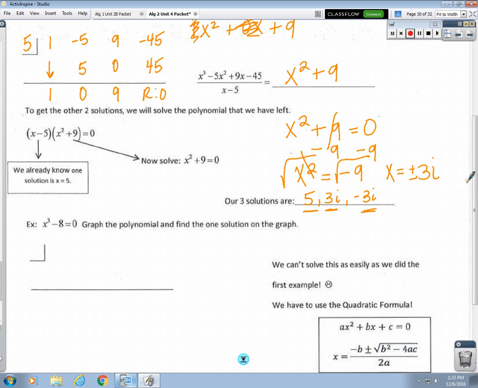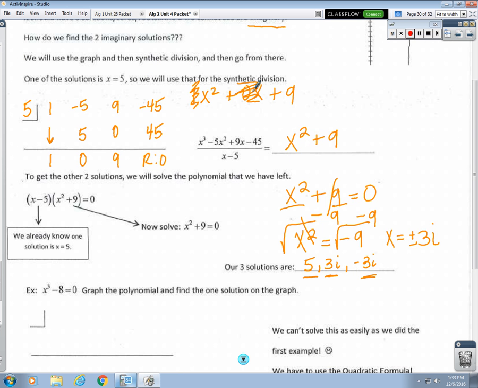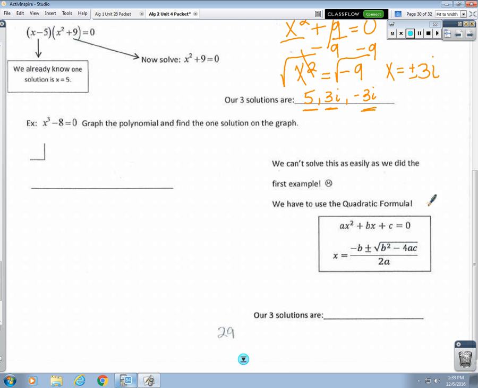Alright, now, I want to point out that the only reason we were able to solve this one the way we were is because all I had was an x squared and a constant. The middle term was no longer there because it was 0. You're not going to be able to solve all of these with that easy method because not all of them are going to cancel out in the middle. Okay, so let's look at the next one.